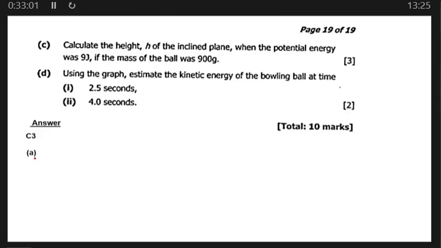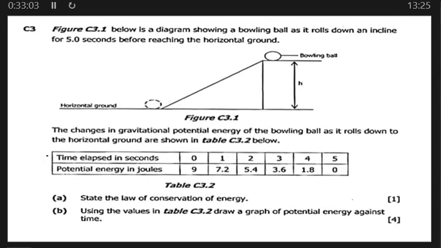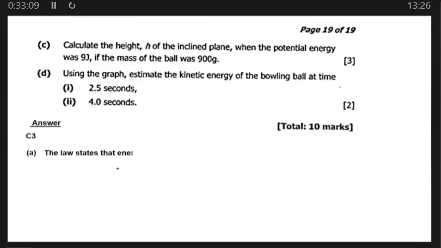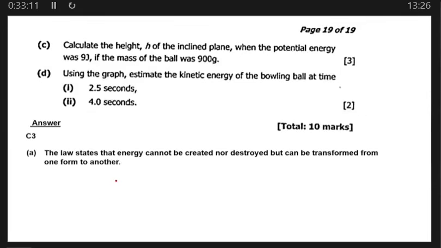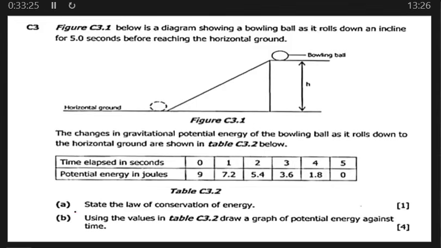All right. So since the question says here, state the law of conservation of energy. So the law of conservation of energy states that energy cannot be created nor destroyed, but can be transformed from one form to another. So let's go to the next question. So the next question, which is B, says, using the values in table C3.2, draw a graph of potential energy against time. So using these values here, we should draw a graph of potential energy against time.